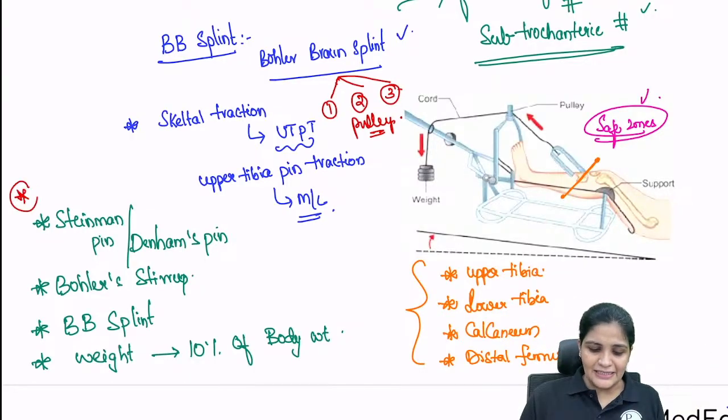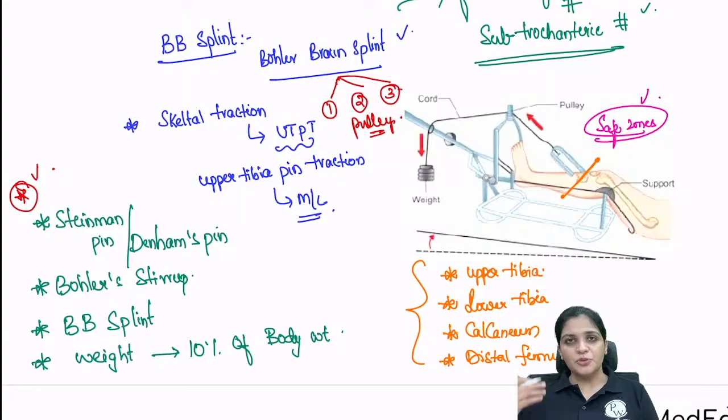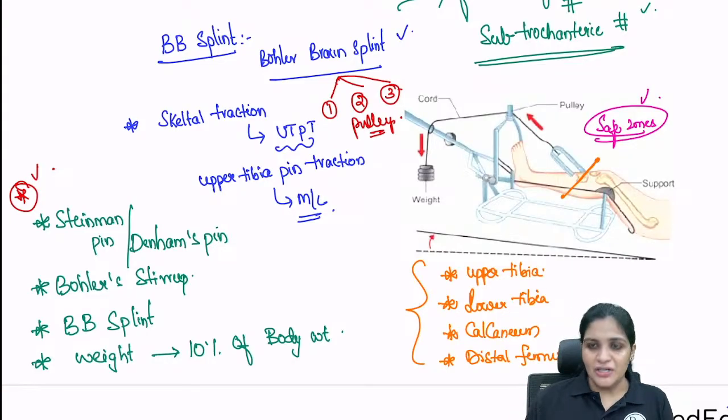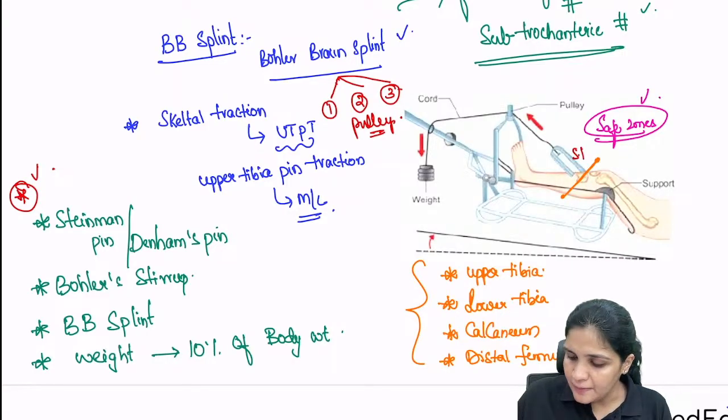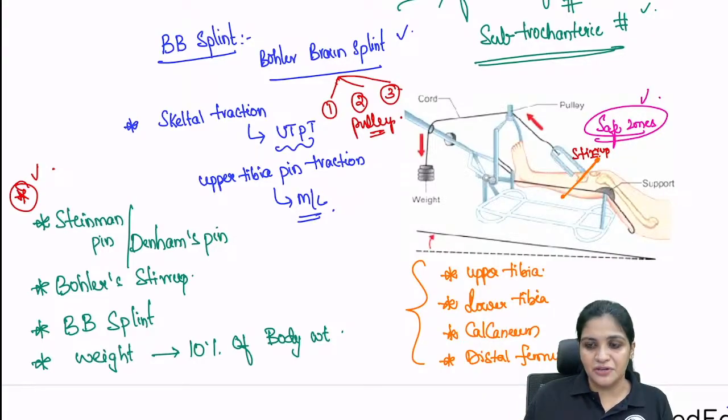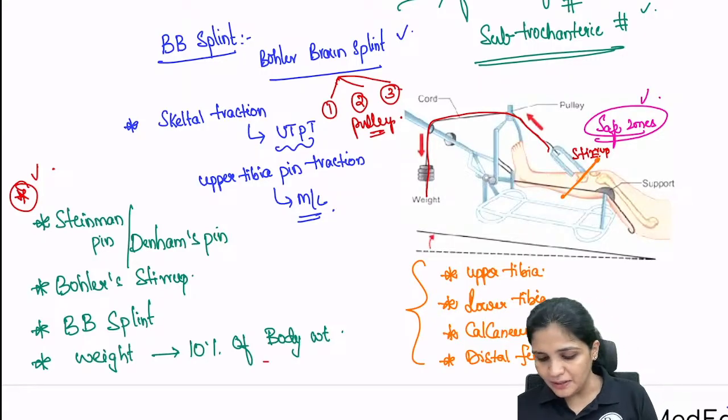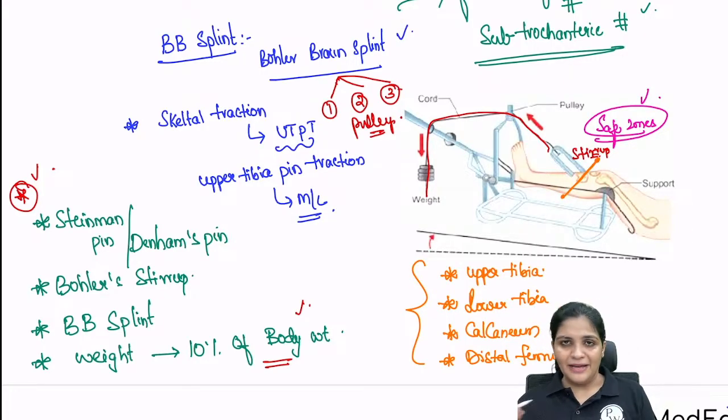This was asked in the exam. So what are all the things which you need? Steinmann pin, Bohler stirrup. So this is your stirrup. You put the pin, attach the pin to the stirrup, then attach this to the cord, the string, and then you add the weight. How much weight? The maximum weight which we can use is 10% of your body weight.